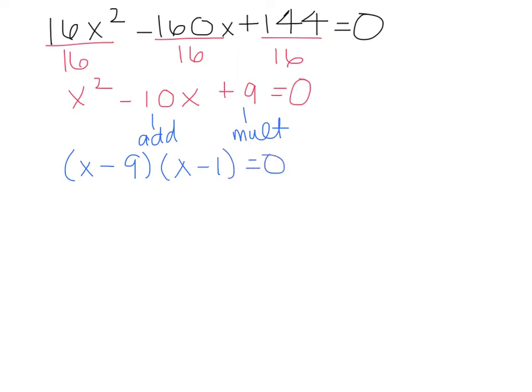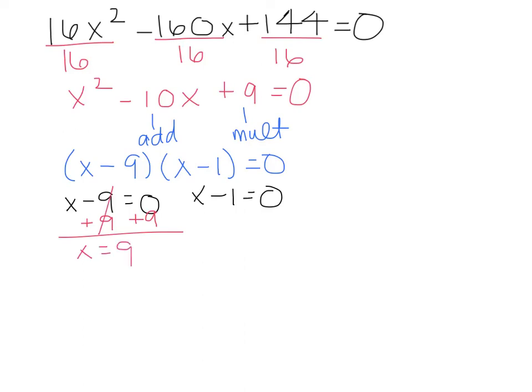Use your zero product property. So x minus 9 equals 0, x minus 1 equals 0. So to get rid of my minus 9, I add 9 to both sides. So x equals 9. To get rid of my minus 1, I add 1 to both sides, so x equals 1. All right, now we have to check to make sure we don't have an extraneous solution.